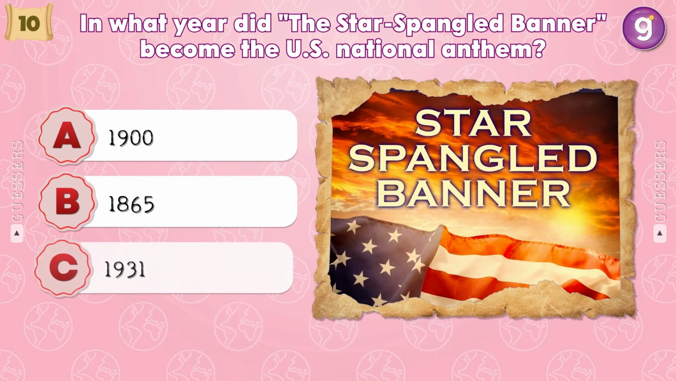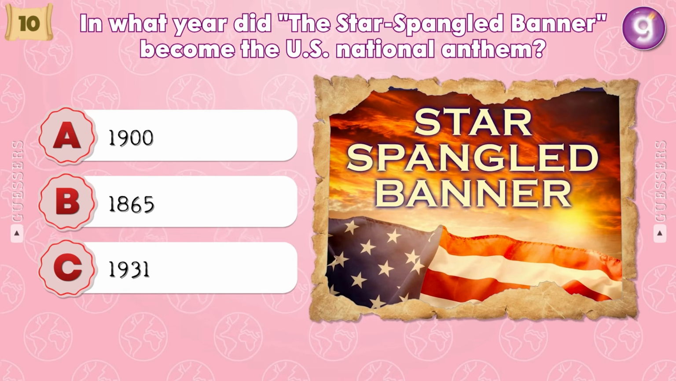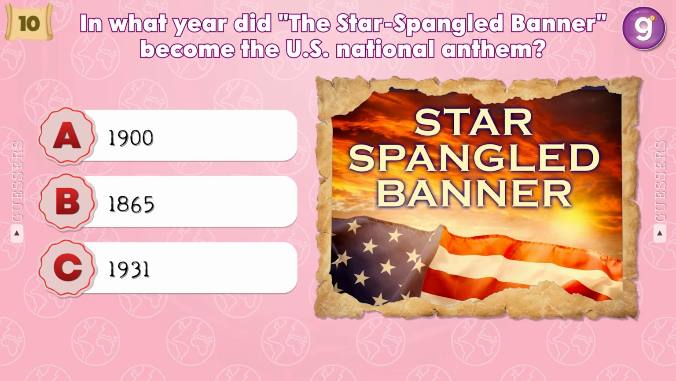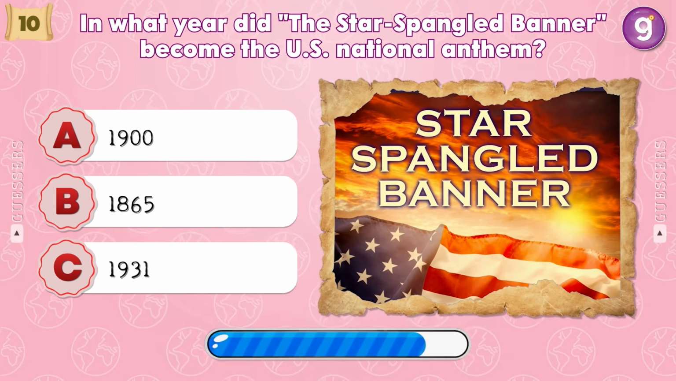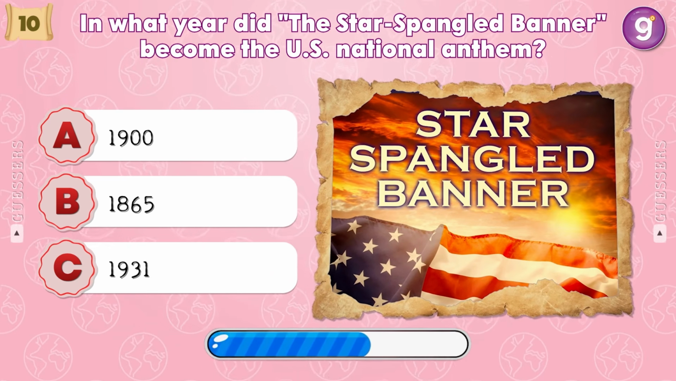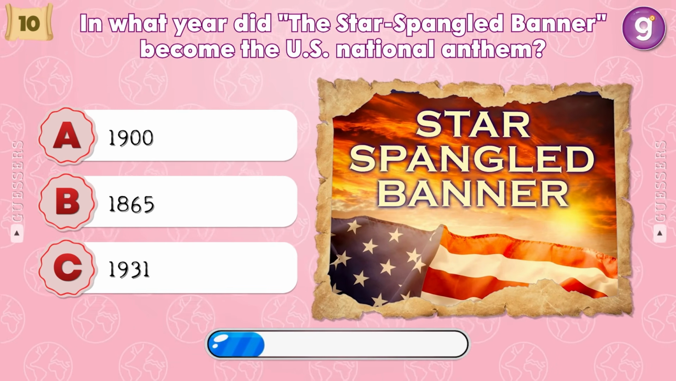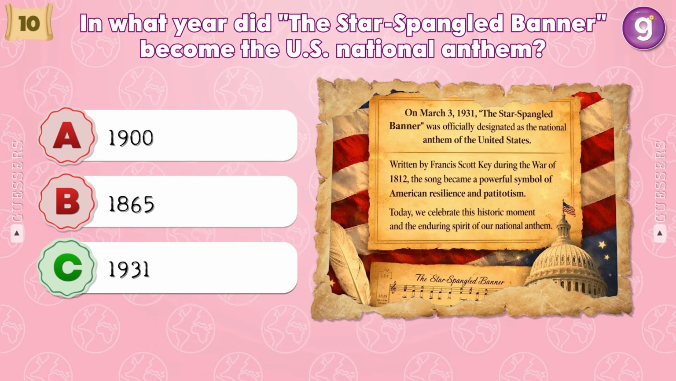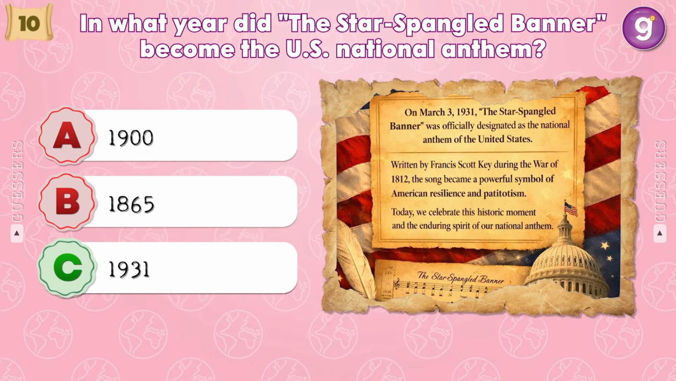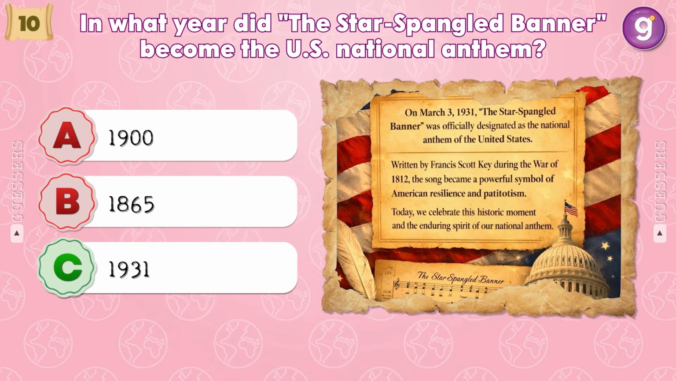In what year did the Star-Spangled Banner become the U.S. national anthem? Was it 1900, 1865, or 1931? In 1931, President Hoover signed the law that officially made the Star-Spangled Banner the U.S. national anthem.